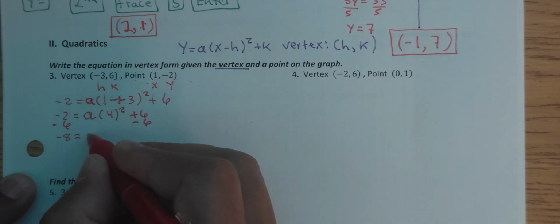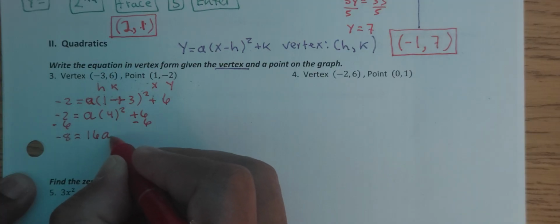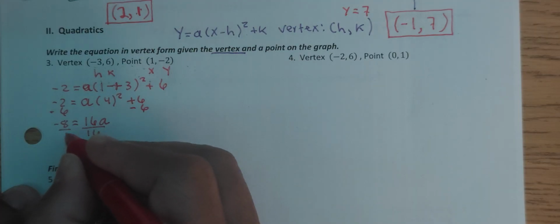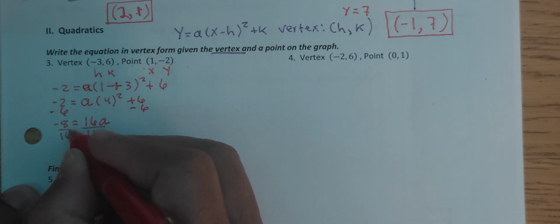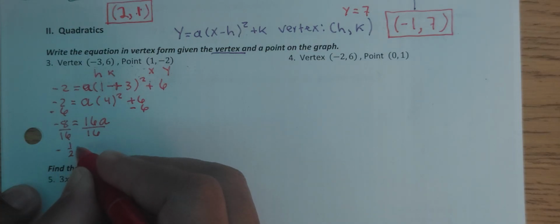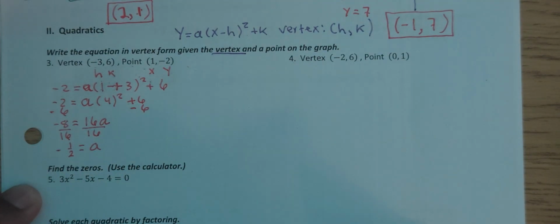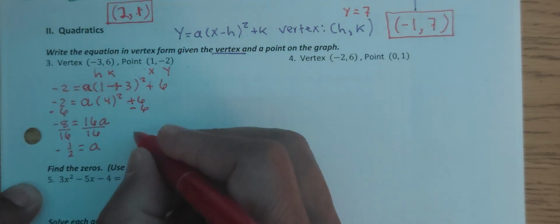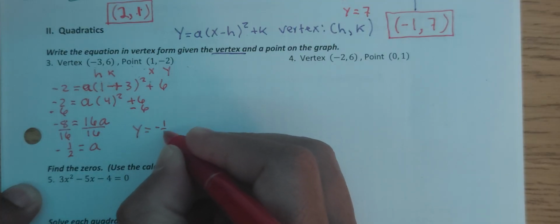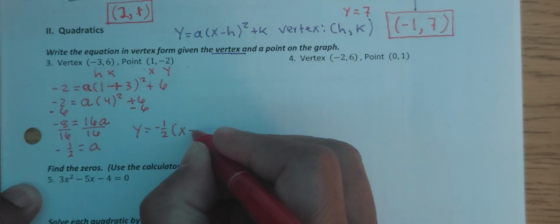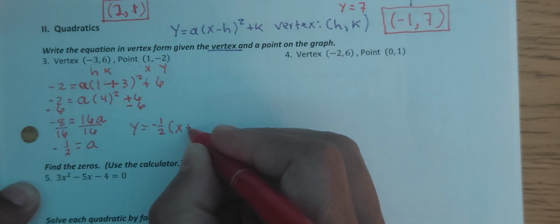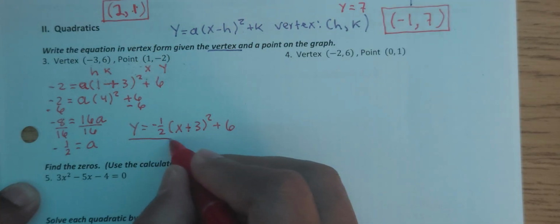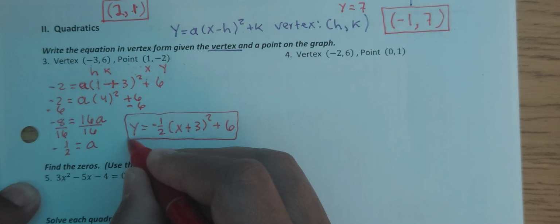And when I take the square of 4, that's equal to 16. So this is 16a. Since I'm solving for a, I'm going to divide by 16 on both sides of the equal sign. And -8 over 16 simplifies to -1/2. And that's the a value. So an equation of this parabola is the following: y equals a, which is -1/2, times x minus h. H is -3, so this becomes plus 3 squared, plus k, which in this case is 6.